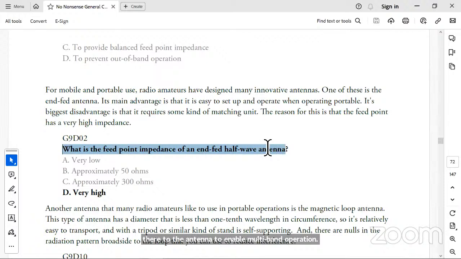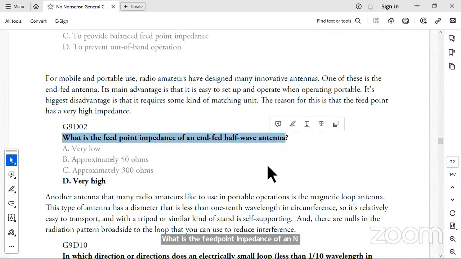What is the feed point impedance of an end-fed half-wave antenna? Let's dissect this question. What are they asking us?